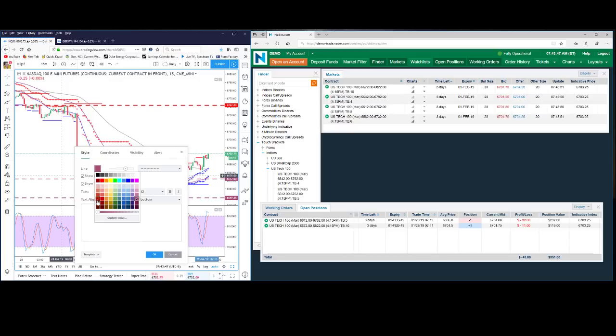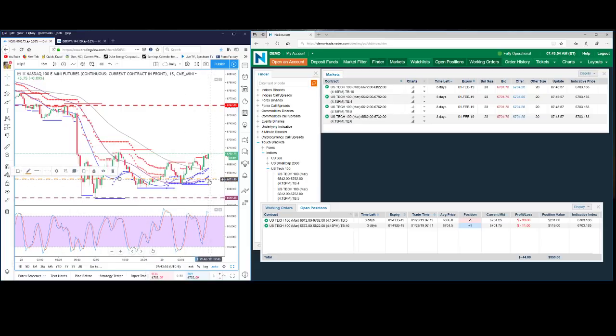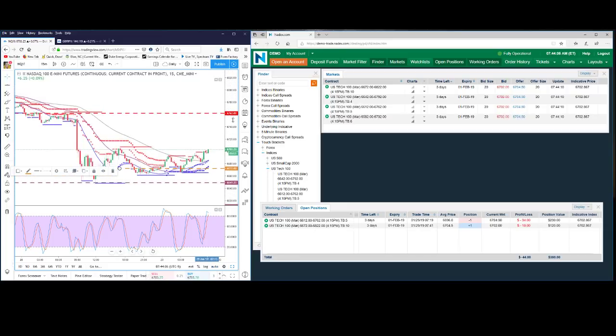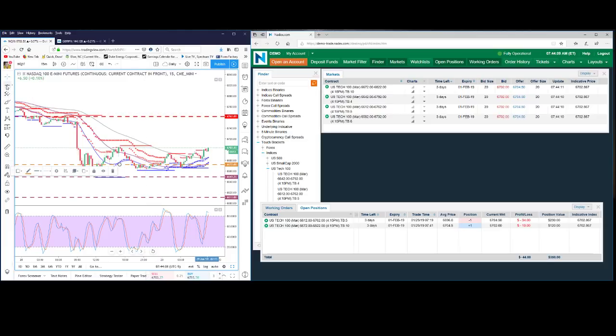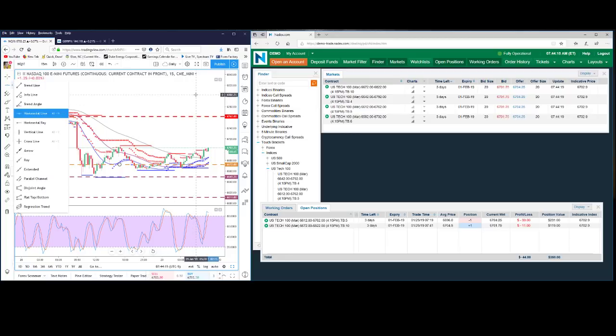And in this case, I'm just going to use a different color to let me know, hey, this is the floor for this long touch bracket. Okay. And where is the ceiling? Is it 6822? So now you can come and put in a horizontal line for 6822.